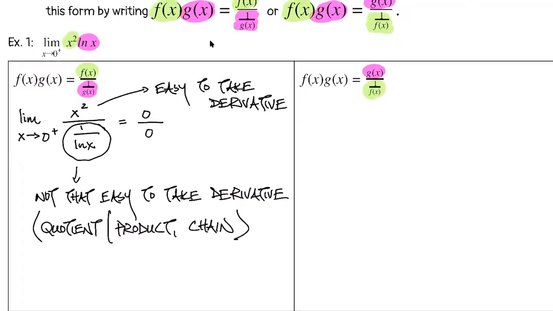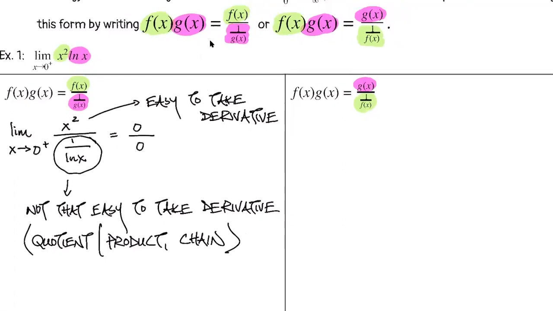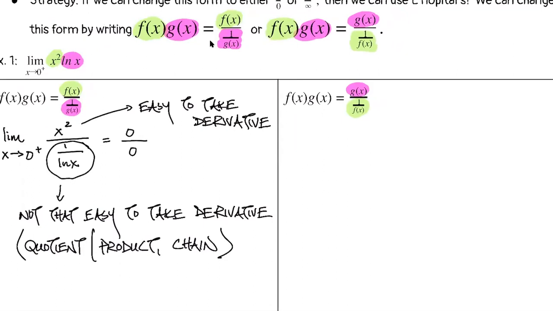So let's see what happens if we set it up the other way. We keep the pink function on top, and we keep the green function on the bottom. Okay. And I double check, can I use L'Hopital's here? And I end up with negative infinity over infinity. And so yes, this is a case where I could use L'Hopital's.